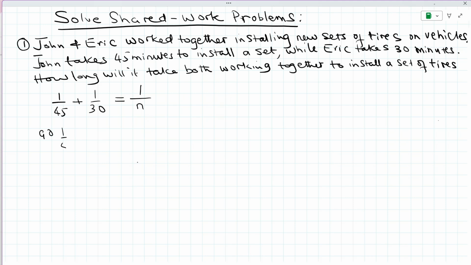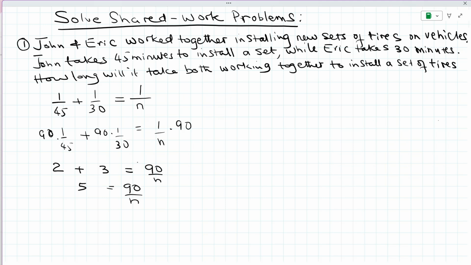So 90 multiplied by 1 over 45 plus 90 multiplied by 1 over 30 will give us 1 over n multiplied by 90. Now this will give us 2 plus 3, which will equal 90 over n. So next, we have to simplify this. This will be 5 is equal to 90 over n.